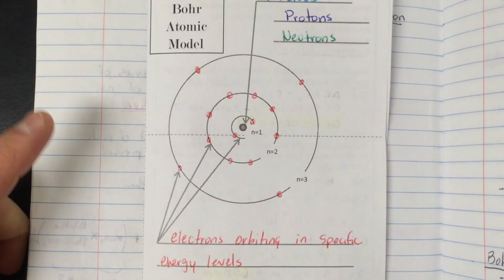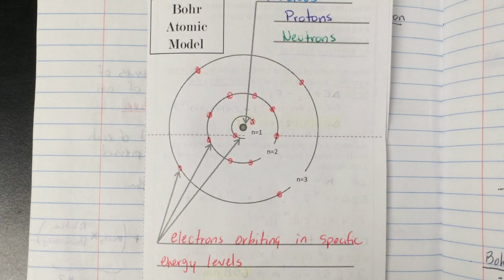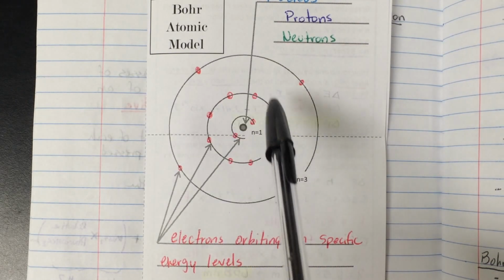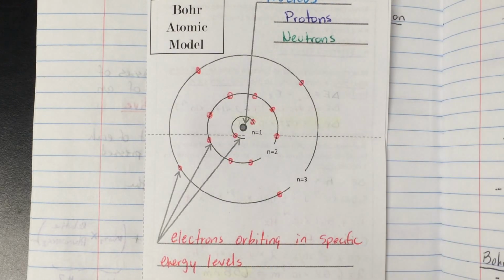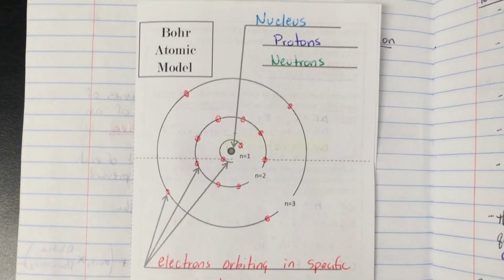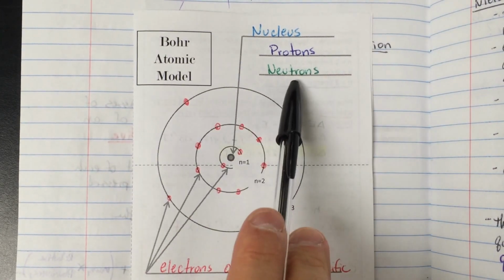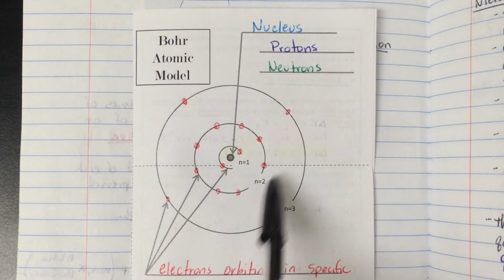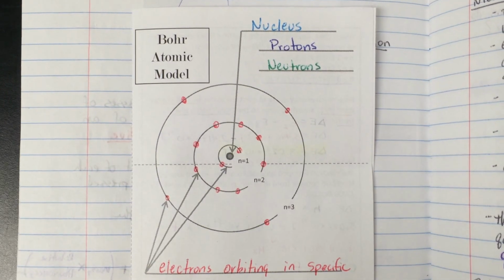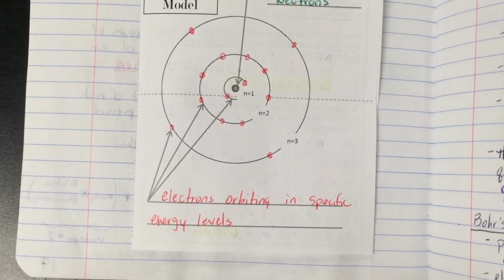If we fold that foldable back over to the front of it, then we have an illustration of the Bohr atomic model, and we're going to label that the center part is the nucleus made of protons and neutrons. We need to draw in a few electrons in the orbit around that nucleus, and then label them electrons orbiting, but again in specific energy levels.